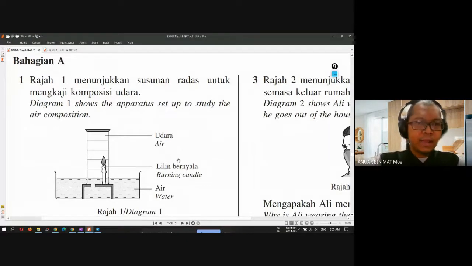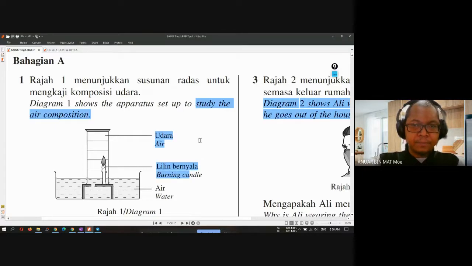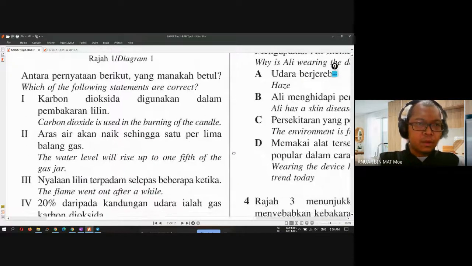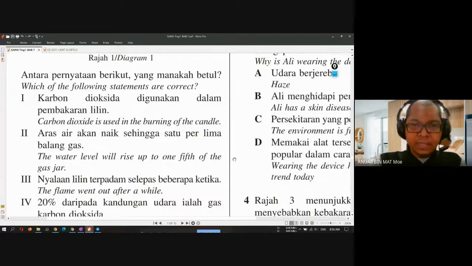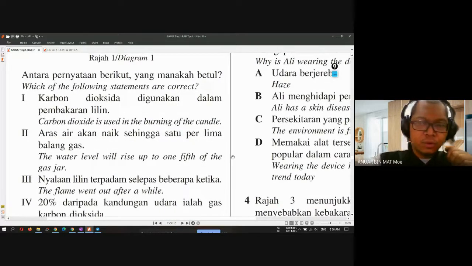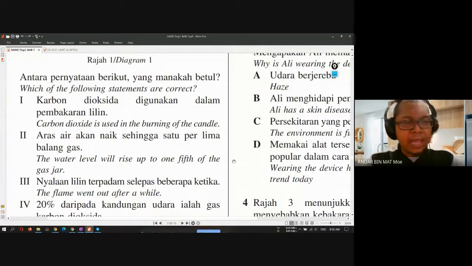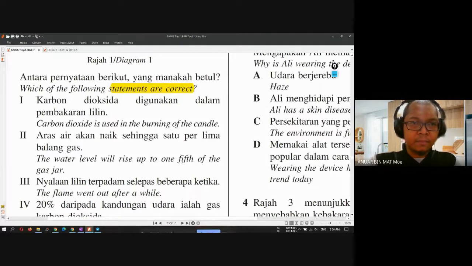Section A, question number one. Diagram one shows the apparatus set up to study the air composition. Which of the following statements are correct? You need to choose the correct answer only. This one has multiple correct answers, but in this type of question, you need to choose two correct answers. So you need to look at all possible answers. The question asks you to choose the correct statements.